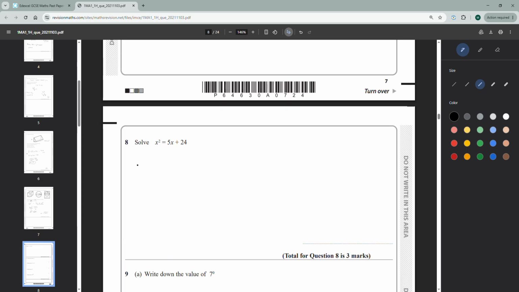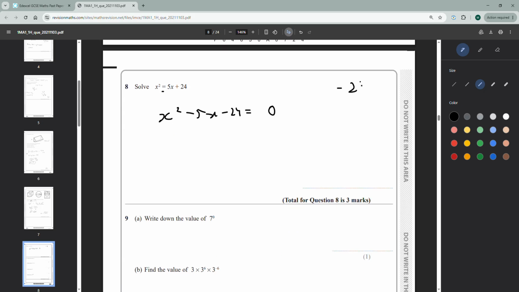Lovely. Okay, this we all love. We just subtract 5x from here and negative 24 from there. So x squared, take away 5x and take away 24. We need to have that equal 0 because it's a quadratic. So negative 24, what is it?